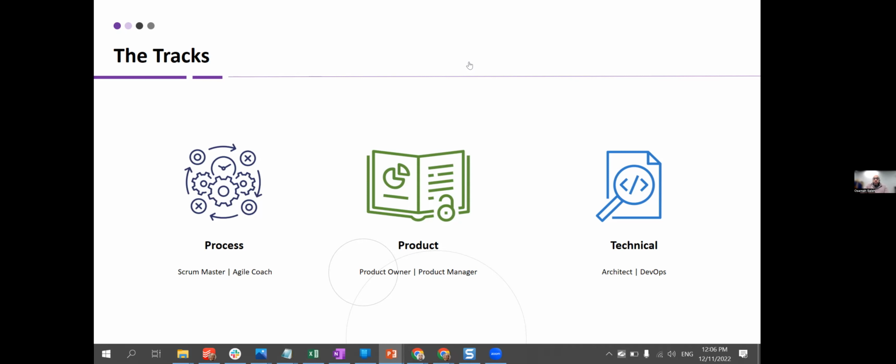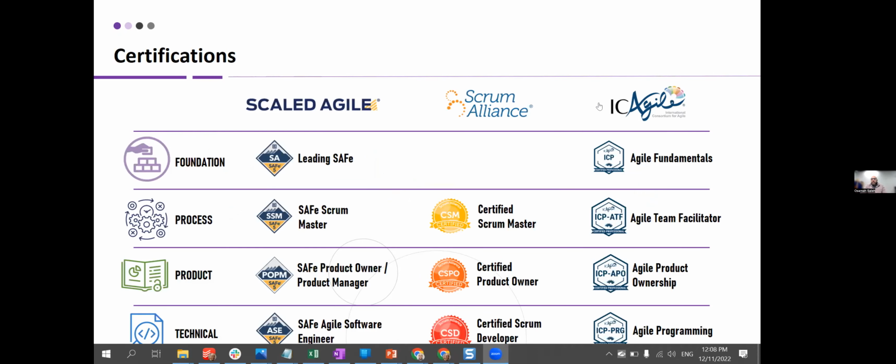What is the search for product owner manager? Any prerequisites for this? Yes, we're just about to get into it. So let me go ahead and go to that slide.